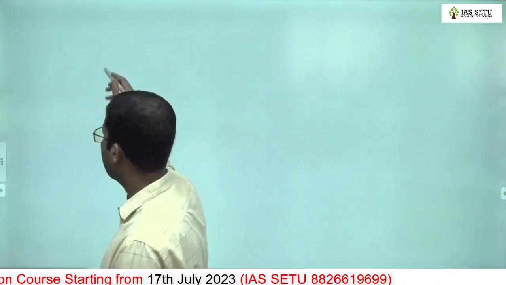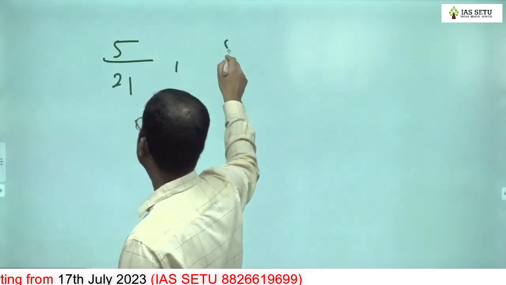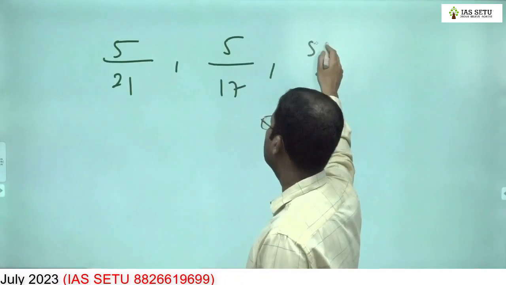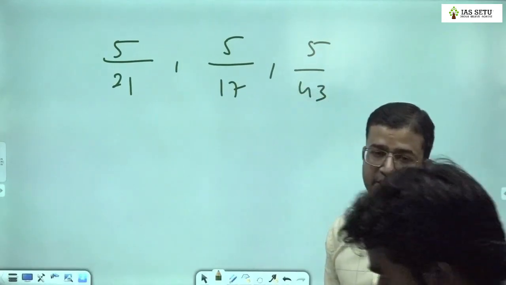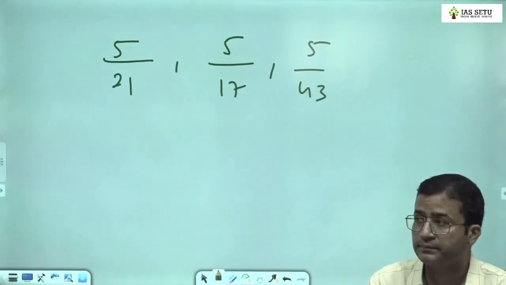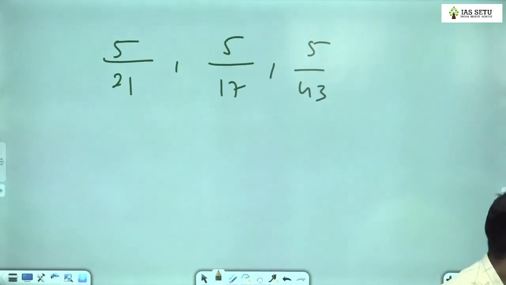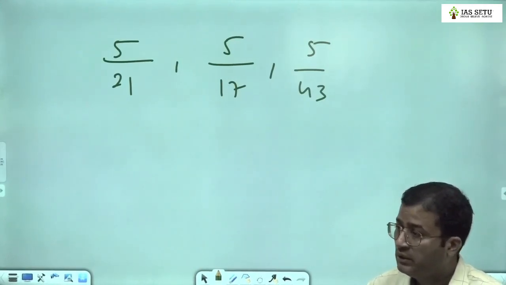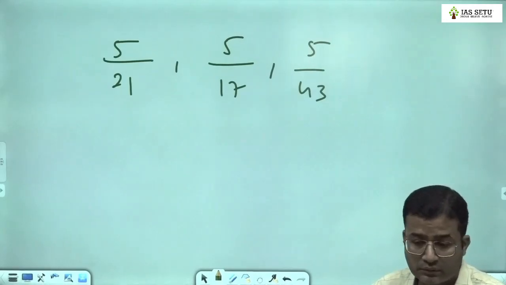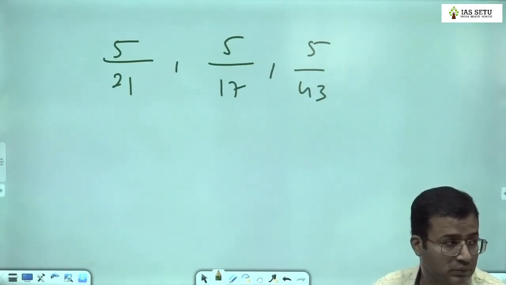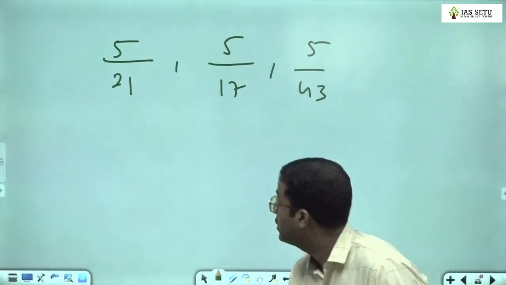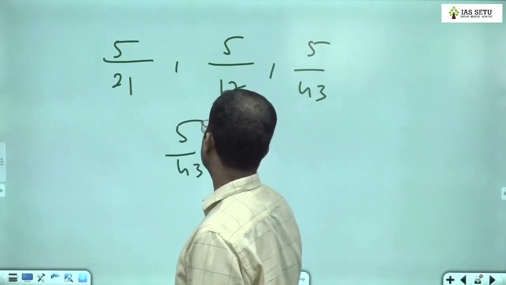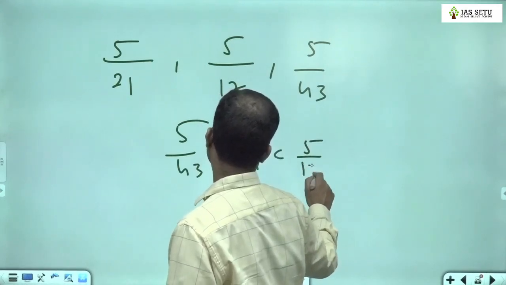Try one question. 5 by 21, 5 by 17, 5 by 43. You have to arrange in ascending order. Then which one is the smallest? 5 by 43, smaller than 5 by 21, smaller than 5 by 17.